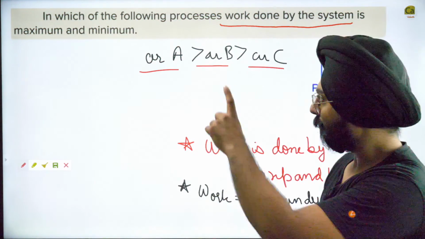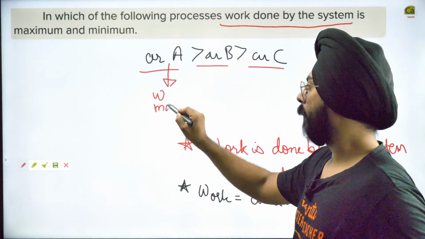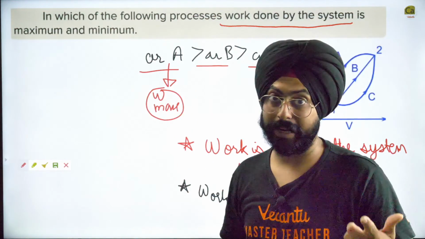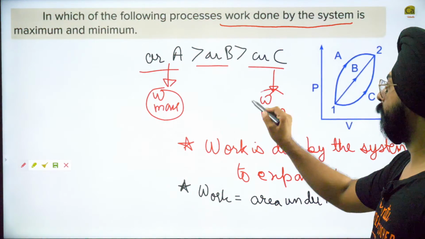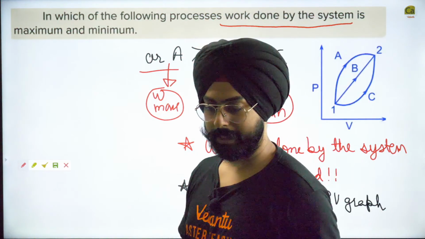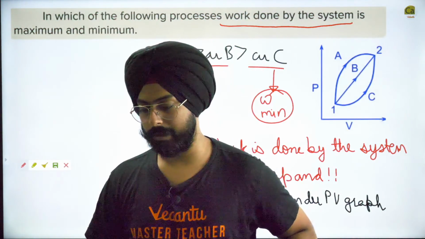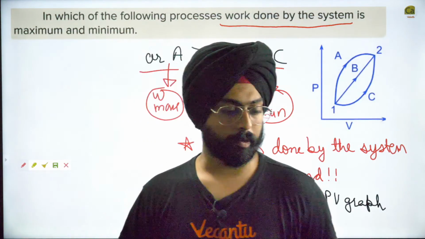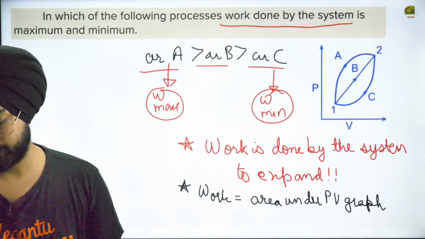Anyway, so A में work आएगा maximum. Yeah, work done by the gas in A is maximum, and in C, work done by the gas is minimum. Yes? ठीक है? Got it? Alright. So this is the idea. That's how we need to go about this particular question. ठीक है? As simple as that.